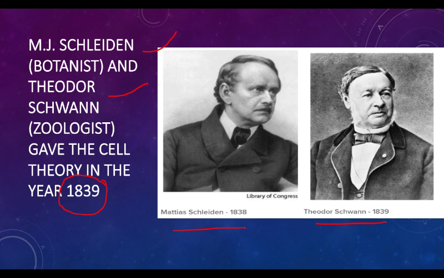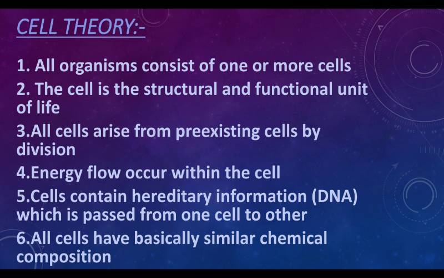They gave this cell theory based on their individual discoveries. They didn't work simultaneously, they didn't work together. They worked in their different laboratories and they submitted it at the same time. So they worked parallelly in different labs and they gave this cell theory in the year 1839.